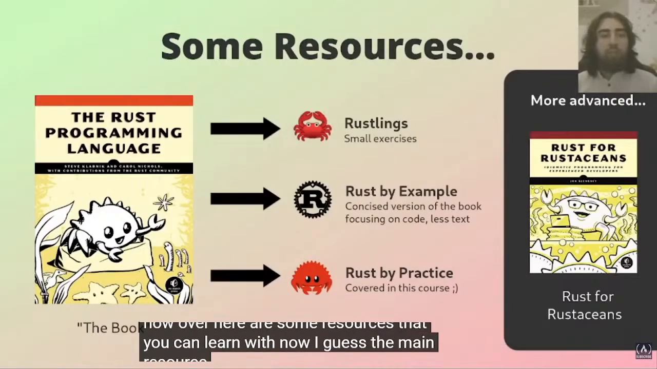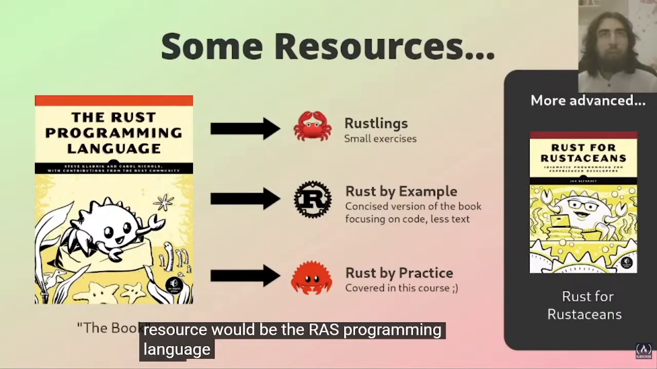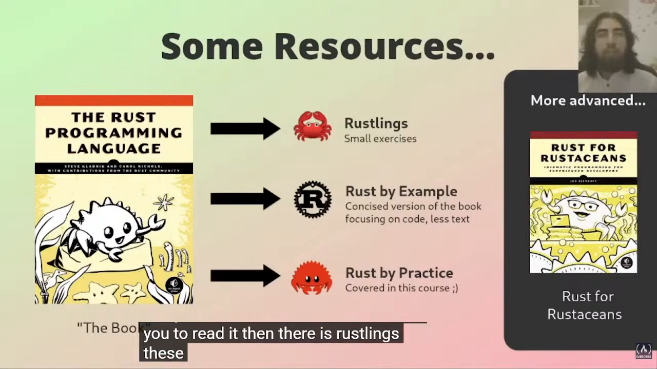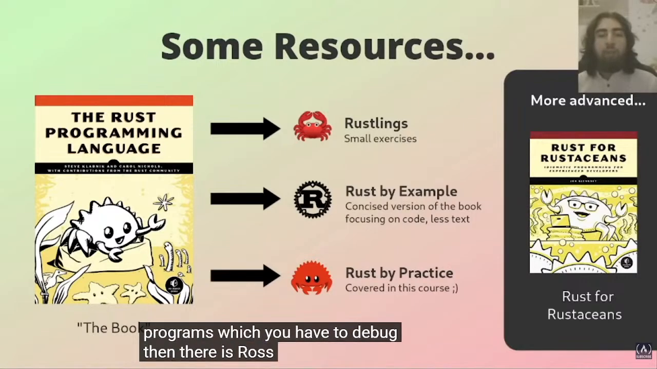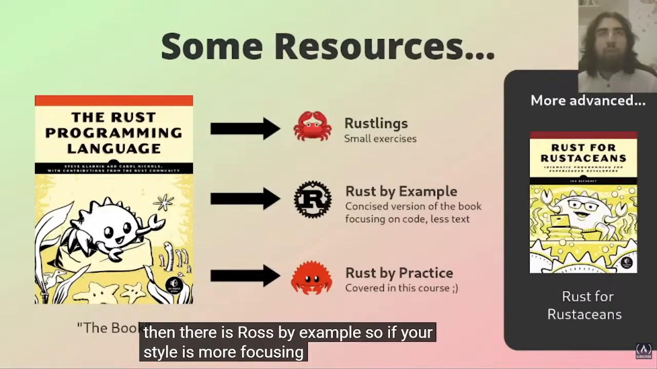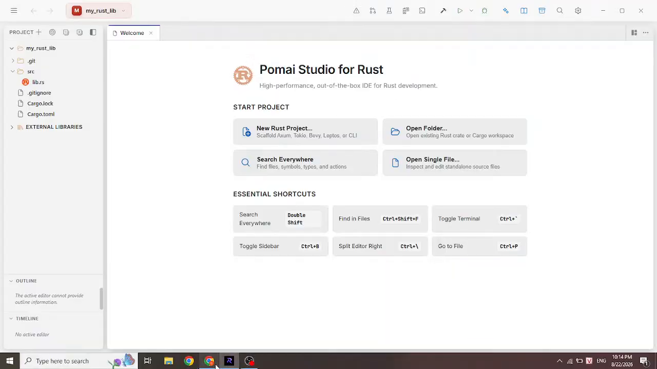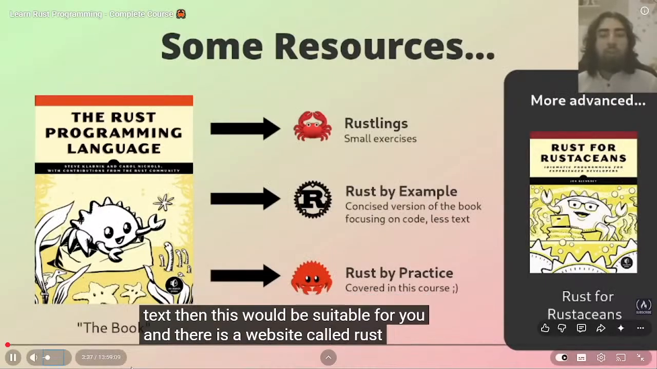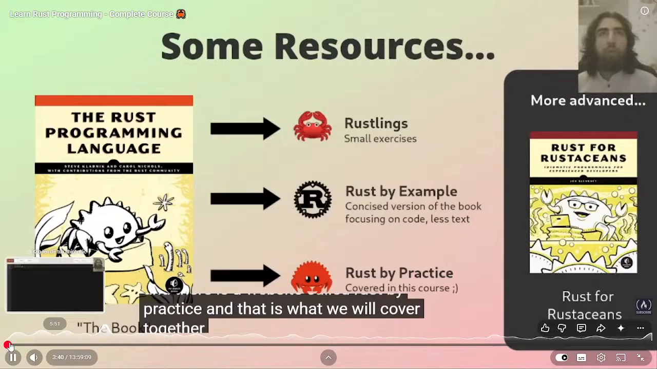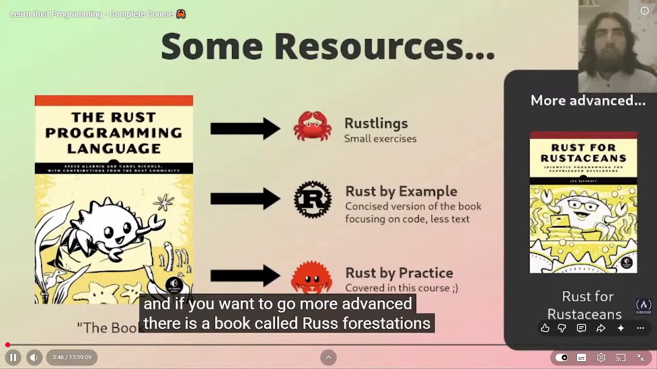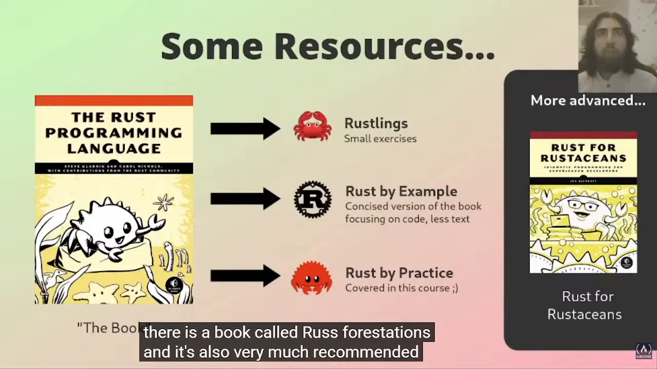Now over here are some resources that you can learn with. I guess the main resource would be The Rust Programming Language. Really fantastic book, and I recommend you read it. Then there is Rustlings. These are small exercises, basically programs which you have to debug. Then there is Rust by Example. So if your style is more focused on code and less on text, then this would be suitable for you. And there is a website called Rust by Practice, and that is what we will cover together. And if you want to go more advanced, there is a book called Rust Foundations, and it's also very much recommended to read that.